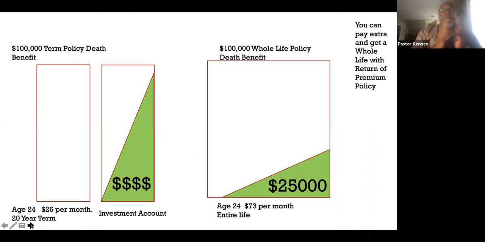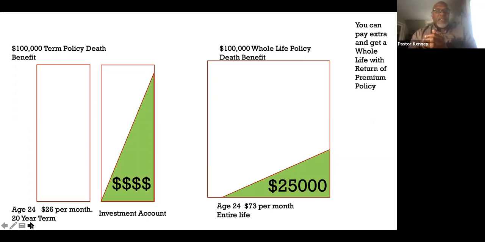But if I had to choose between, on the right here, I'm showing a whole life policy, and on the left, I'm showing a term policy. Again, a term is much cheaper. So let's say the person is 24 years of age. At 24 on a 20-year term, it's probably going to be $26 a month if they're in good health, weight and all of that stuff. Versus a whole life, it would be probably $73. It's quite a bit more expensive, and that's how it starts off.